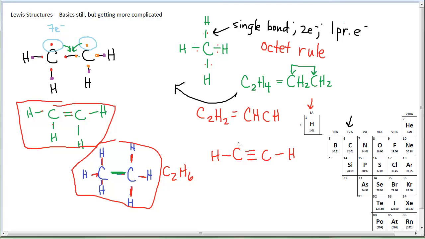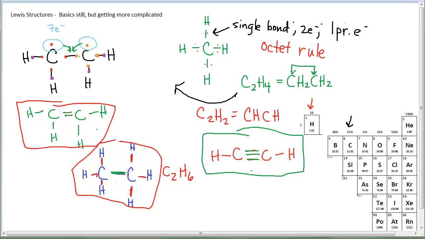You take a minute, pause the video if you need to, count up how many dots the carbon would have started with, how many the hydrogens would have started with, and see that you come to the conclusion that you need a triple bond between the carbons in order to satisfy the octets. If we look at these 3 molecules in a row, after you've made sure you've paused the video and looked at that carefully, we see a single bond between the carbons, a double bond between the carbons, and a triple bond between the carbons.